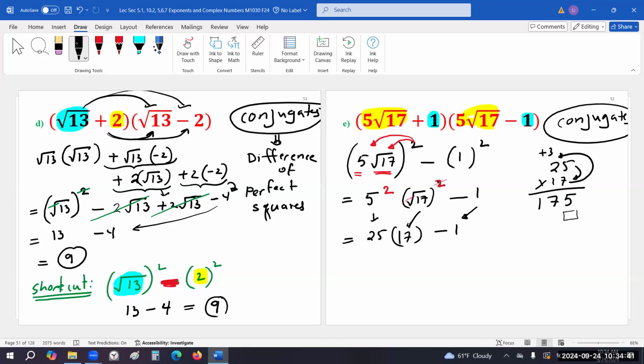Then you leave one space blank. And you do 1 times 25. So we have 5, 5 plus 2 is 7. We get 425. 425 minus 1 gives us 424.